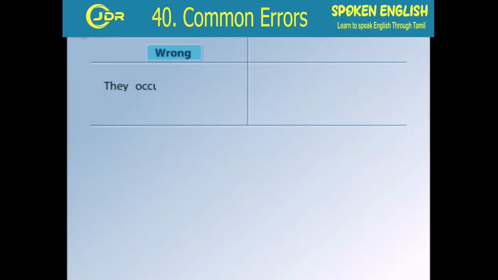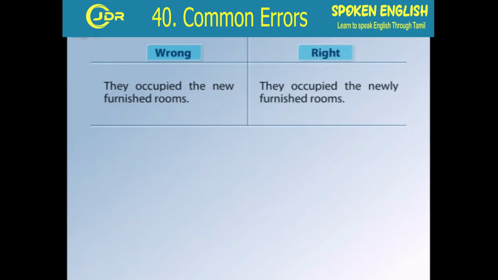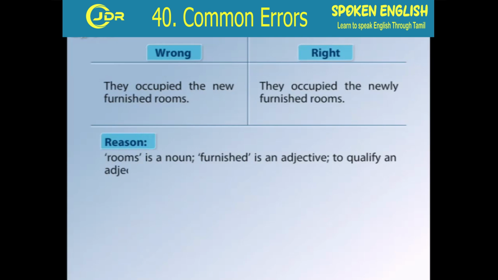Wrong. They occupied the new furnished rooms. Right. They occupied the newly furnished rooms. Reason, rooms is a noun. Furnished is an adjective. To qualify an adjective, only an adverb, newly, should be used.